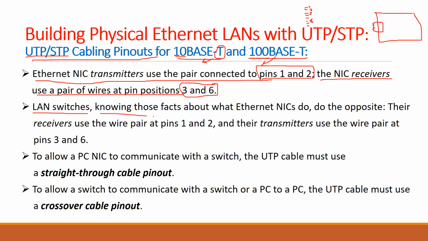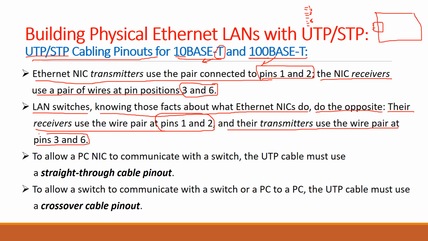LAN switches, knowing those facts about what Ethernet NICs do, do the opposite. The receivers use the wire pairs at pins 1 and 2, and the transmitters use the wire pair at pins 3 and 6. So LAN switches are the opposite of Ethernet network interface cards. For switches, if you have an RJ45 port, it uses 1 and 2 for receiving and 3 and 6 for transmitting.